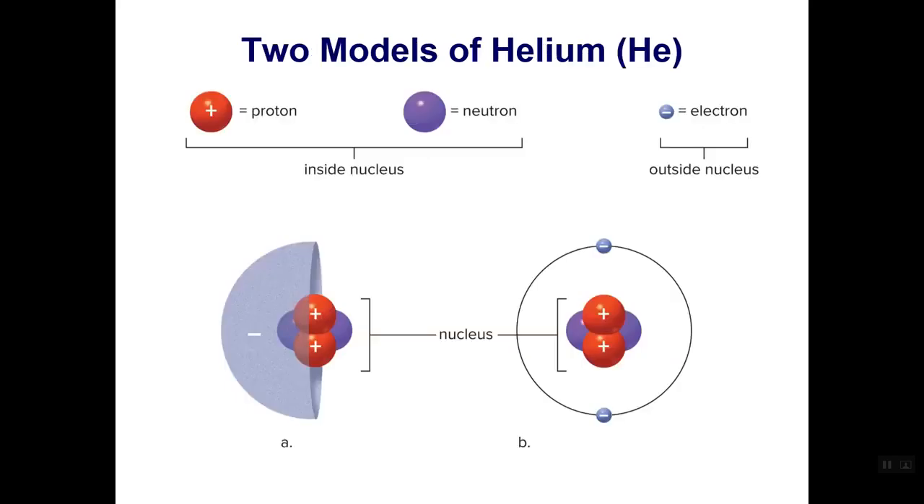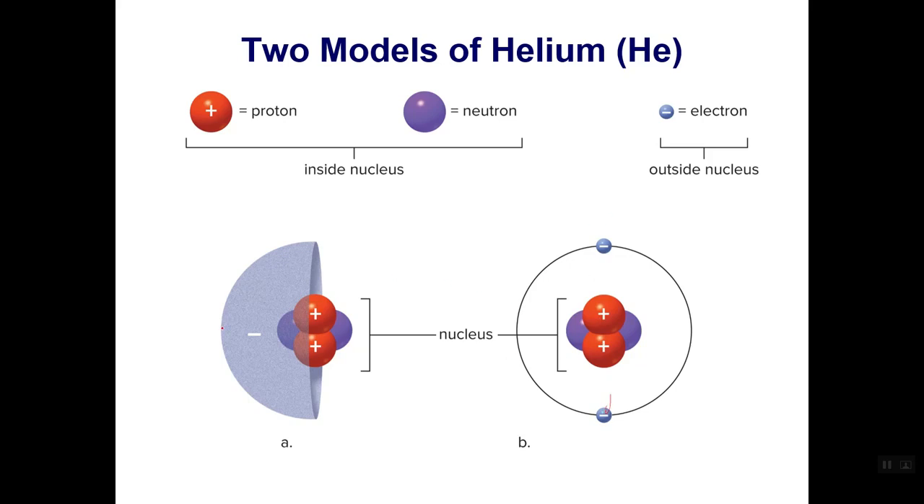Okay, here's another example of a model of an atom. This one is helium. So if we look at the protons, they are going to be in red, neutrons are purple, electrons are in blue. So this is our traditional Bohr model, which I just showed you in a previous picture, the one on the previous slide. So you see we have our 2 neutrons, we have 2 protons, and we have 2 electrons.